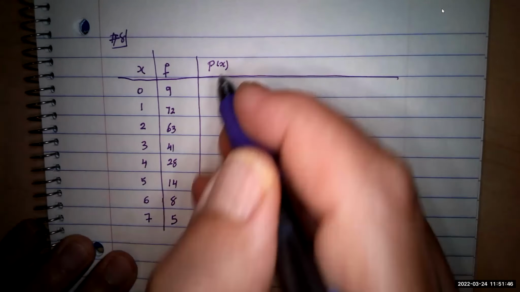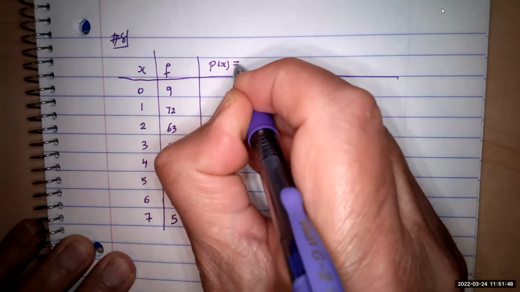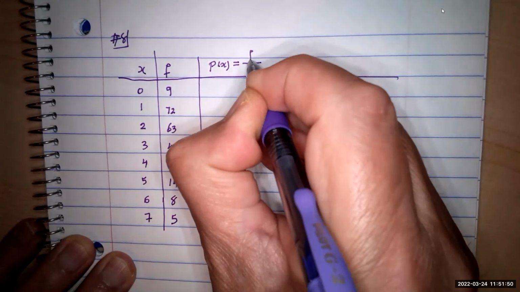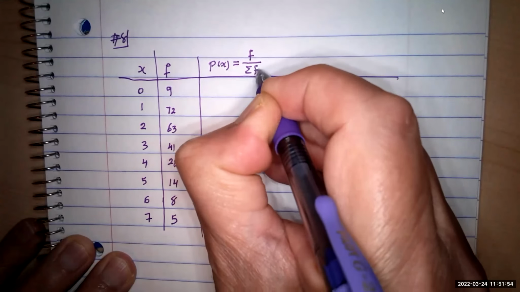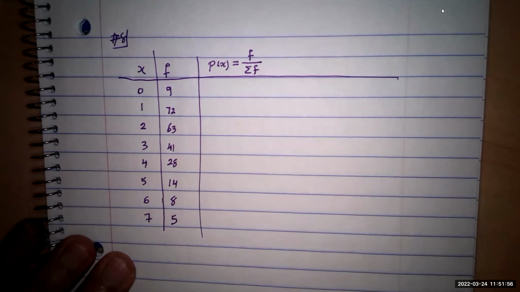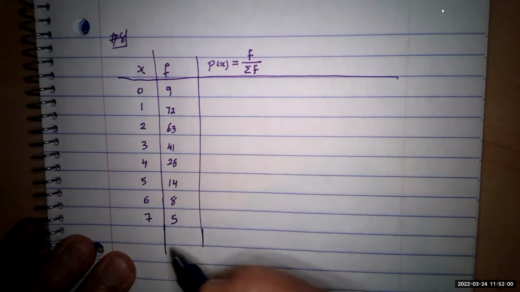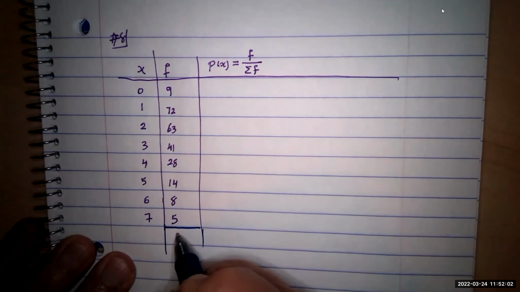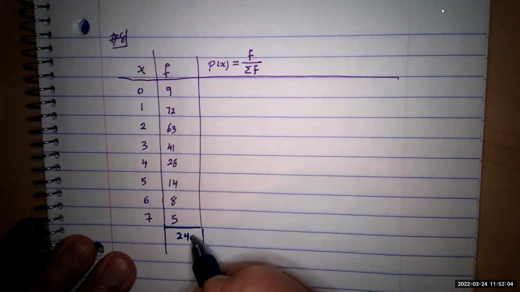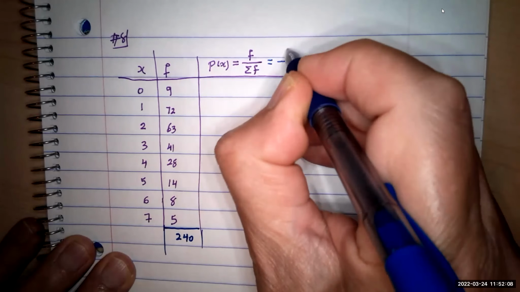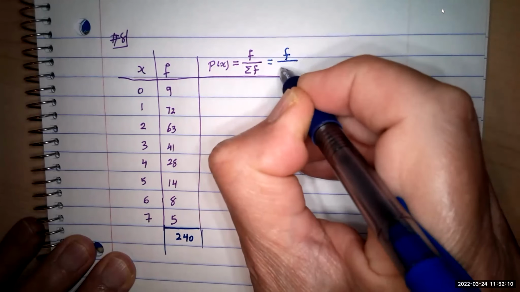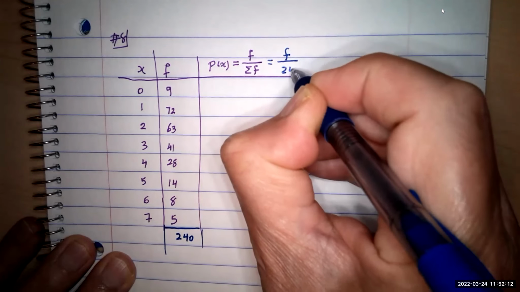In this case, P of X, the relative frequency probability, is equal to the frequency of the class divided by the total number of the frequencies. The total number of the frequencies is already given to you. If you add these numbers together, that gives you 240. So this in fact is going to be F divided by 240.